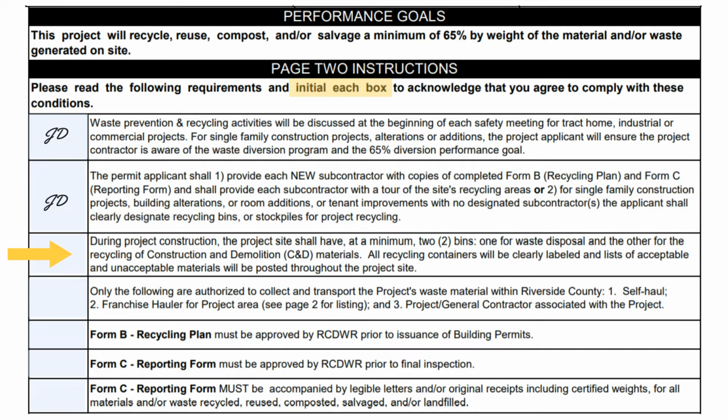The third condition states that there should be a minimum of 2 bins on site, one for waste disposal and the other for the recycling of C&D waste. All projects will inevitably produce trash, which is non-recyclable material, hence a trash bin is required. A recycling bin is also required since a majority of your C&D waste will likely be recyclable.